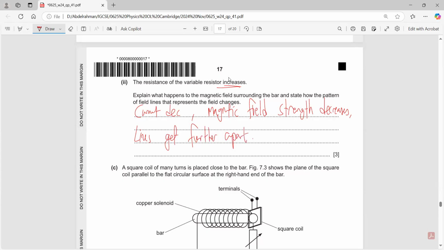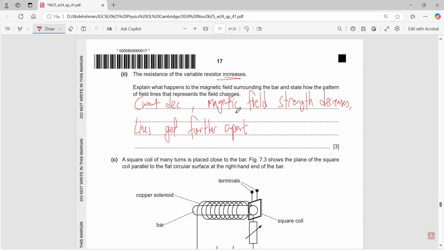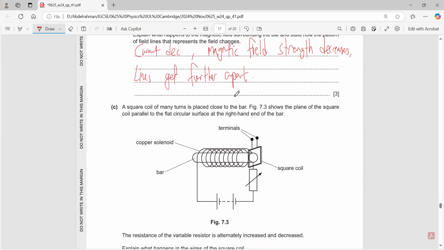Okay, that's all you need to say. Now, you have a square coil. Do I care what a square coil is? No, I do not care. It's a coil just near the other magnet, with many turns, and it's placed right next to the bar.